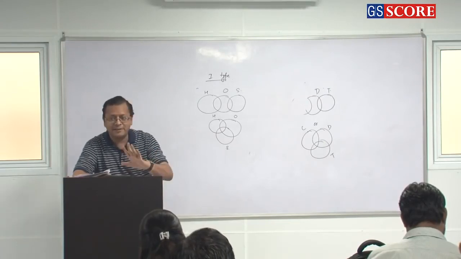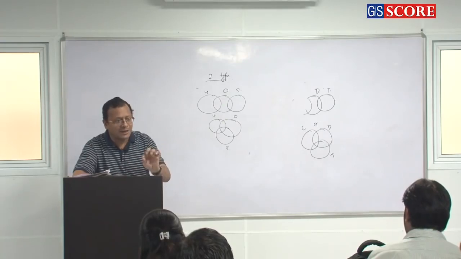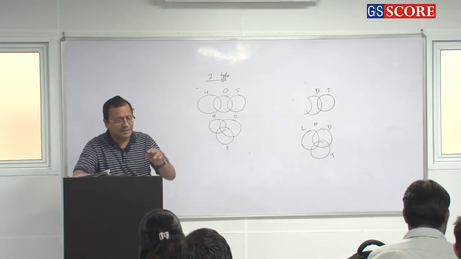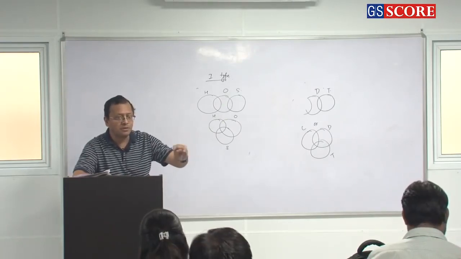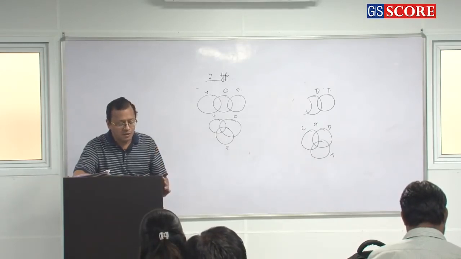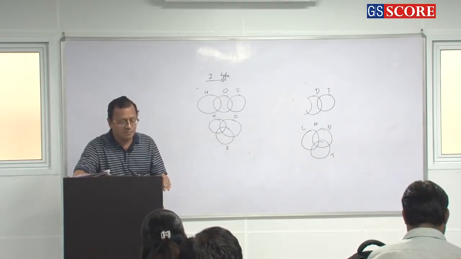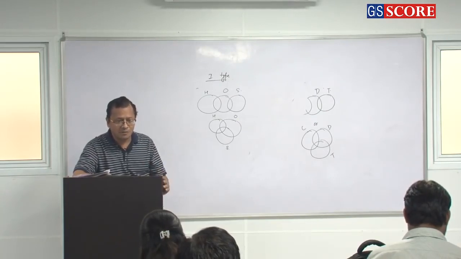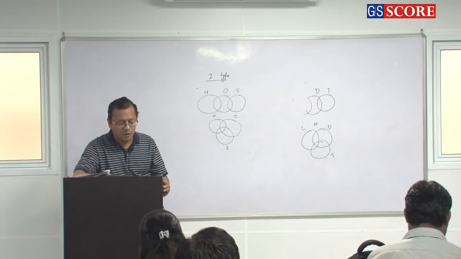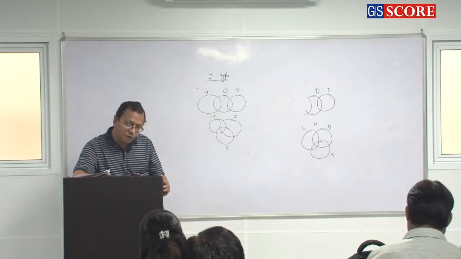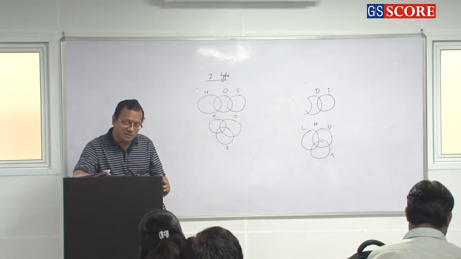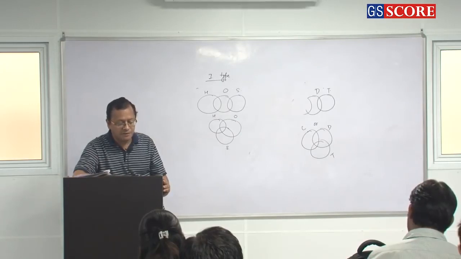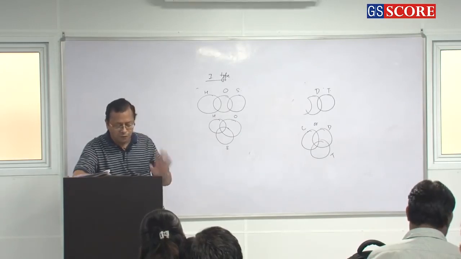Okay, but the question does not end here. The options are given also. These are the 4 conclusions, number 1, 2, 3, 4. The options are: A, 1 and 2 follow; option B, 2 and 3 follow; option C, 2 and 4 follow; and option D, either 3 or 4 follows.